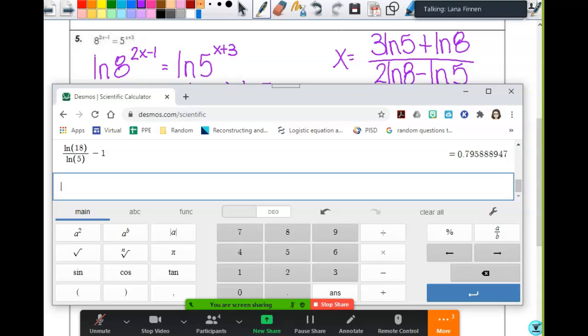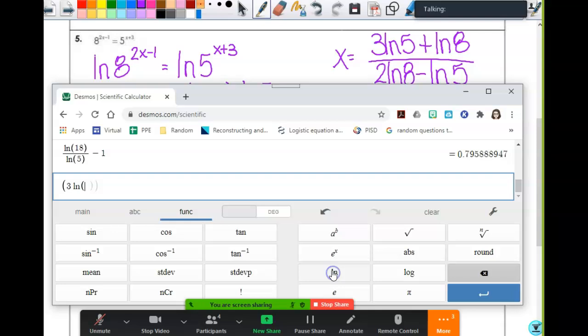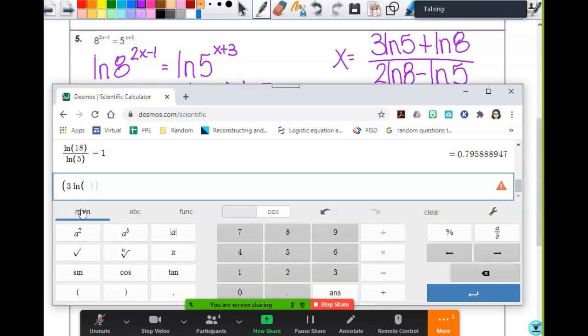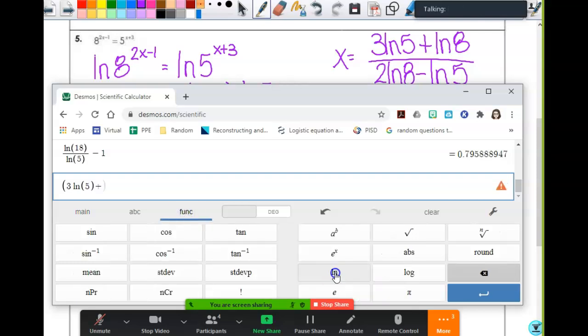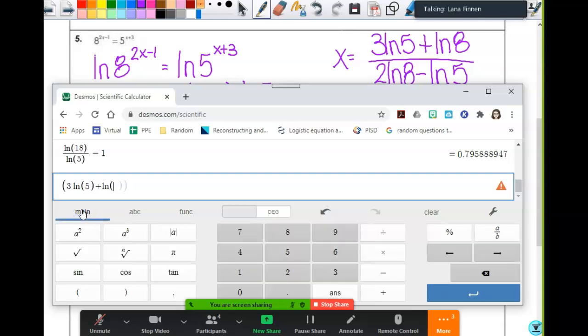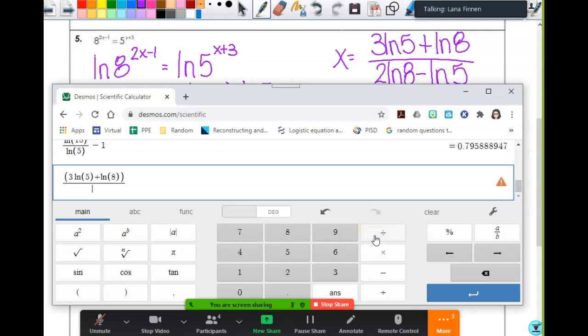So then this time I actually did hit enter. Since I have more than one term in the numerator, I'm going to need to start with parentheses. Do 3 natural log of 5, close my parentheses, plus natural log of 8, close, close. So I can then do divided by, and since it makes it into a fraction, I don't have to put the denominator in parentheses because it's going to put it all down there anyway.